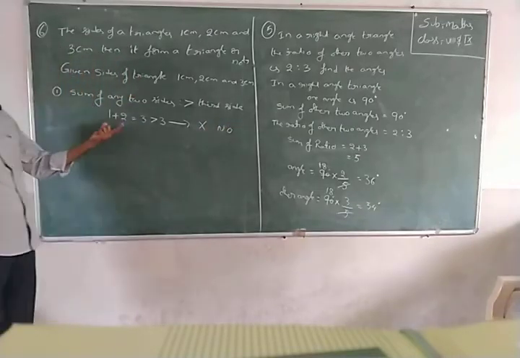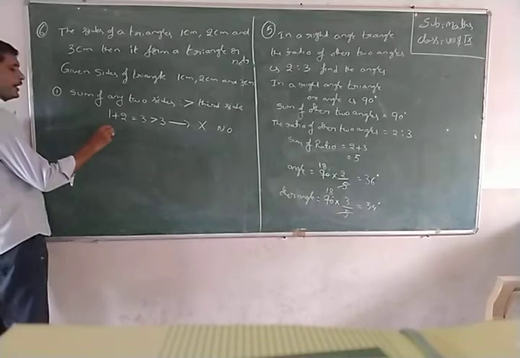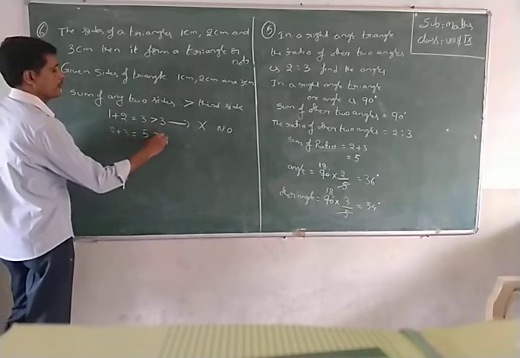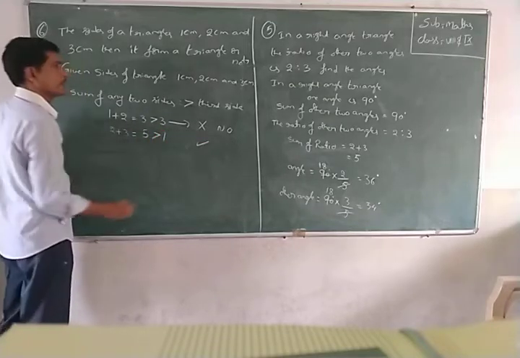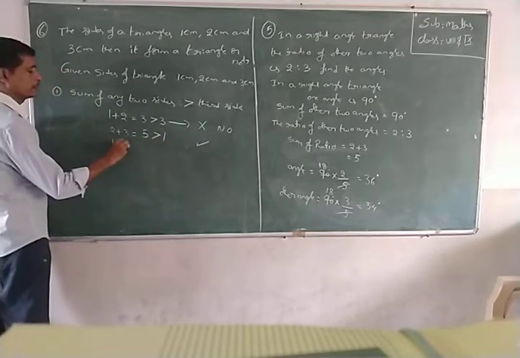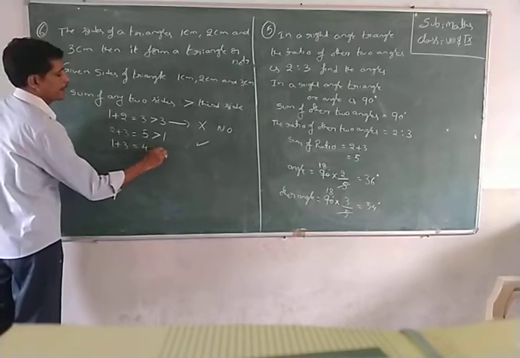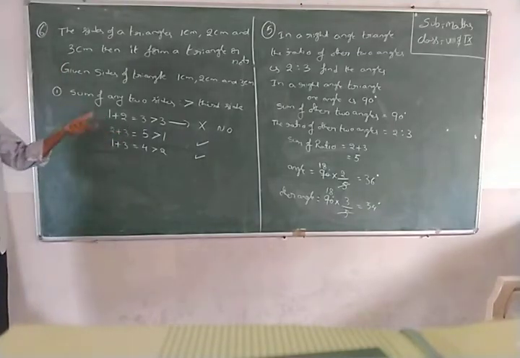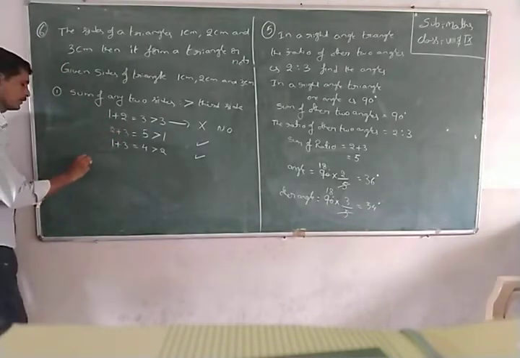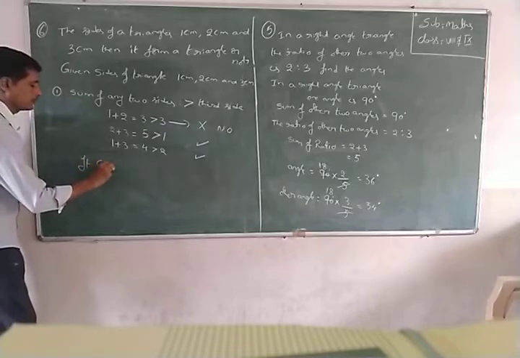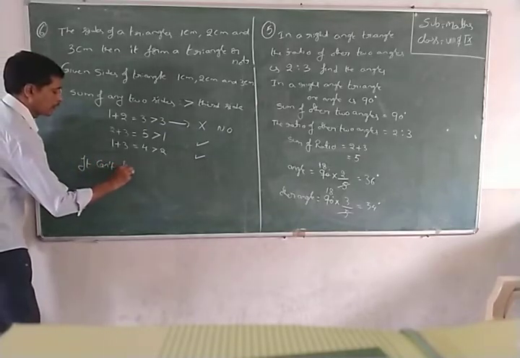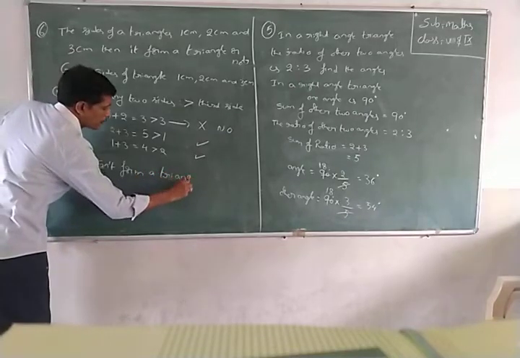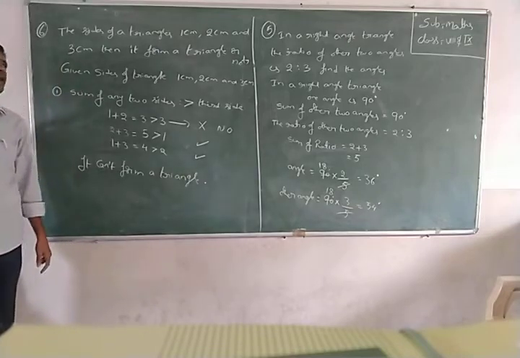Here the condition is failed. Next one: 2 plus 3 equals 5. 5 is greater than 1, that is correct. Next, 1 plus 3 equals 4. 4 is greater than 2, that is okay. Here the first condition is failed. Therefore, it cannot form a triangle.